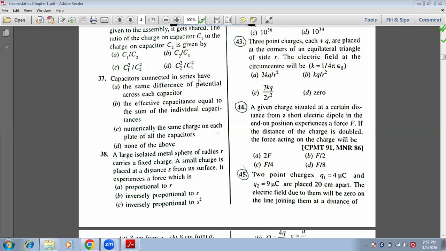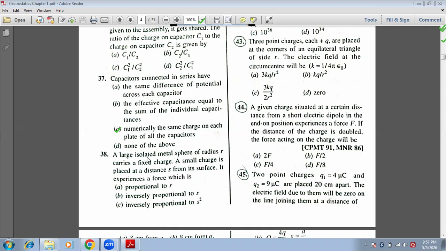Capacitors connected in series have option A, the same difference of potential across each capacitor. Option B, the effective capacitance equal to the sum of the individual capacitances. Option C, numerically the same charge on each plate of all the capacitors. Option D, none of the above. Correct answer, option C, numerically the same charge on each plate of all the capacitors.